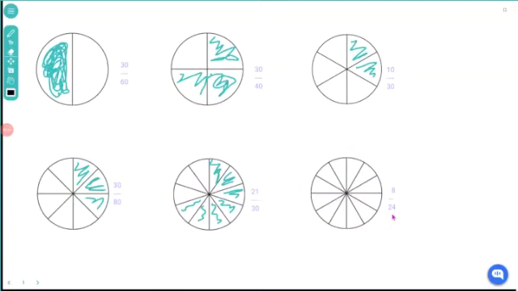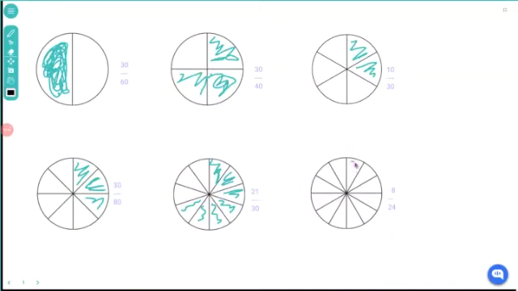That's right. 2 12s are in 24. So each part should represent 2. But let's just check that. Let's count them together. Let's do our 2 times table. So 2, 4, 6, 8, 10, 12, 14, 16, 18, 20, 22, 24. We're correct. So each part is worth 2. And here, what we need to do is shade in how many? 8, that's right. So let's count in our 2s and shade until we get to 8.